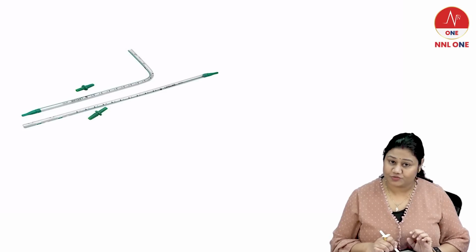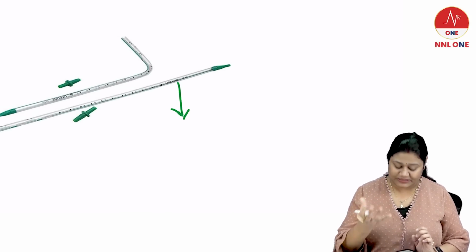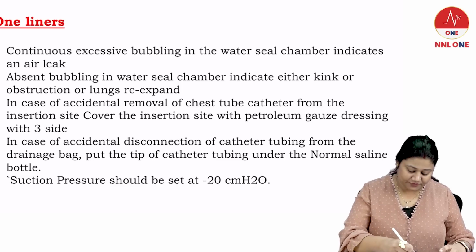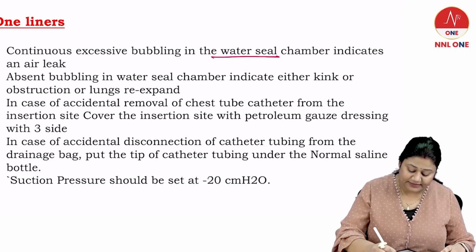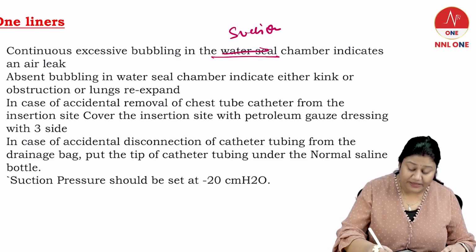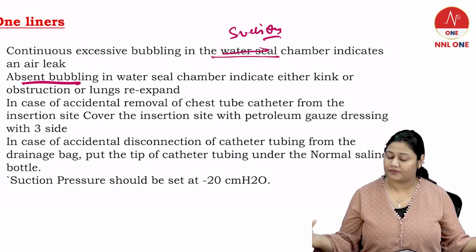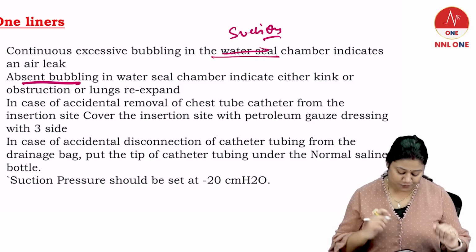So this is how your chest tube catheter looks. It also has this radio opaque line which is visible in the X-ray. Okay, let us quickly revise. So we are done with continuous bubbling in the water seal chamber indicates air leak. Continuous bubbling in the suction chamber is normal. Absent bubbling means either the lungs are re-expanded and the problem has resolved, or it is indicating a kink or obstruction.